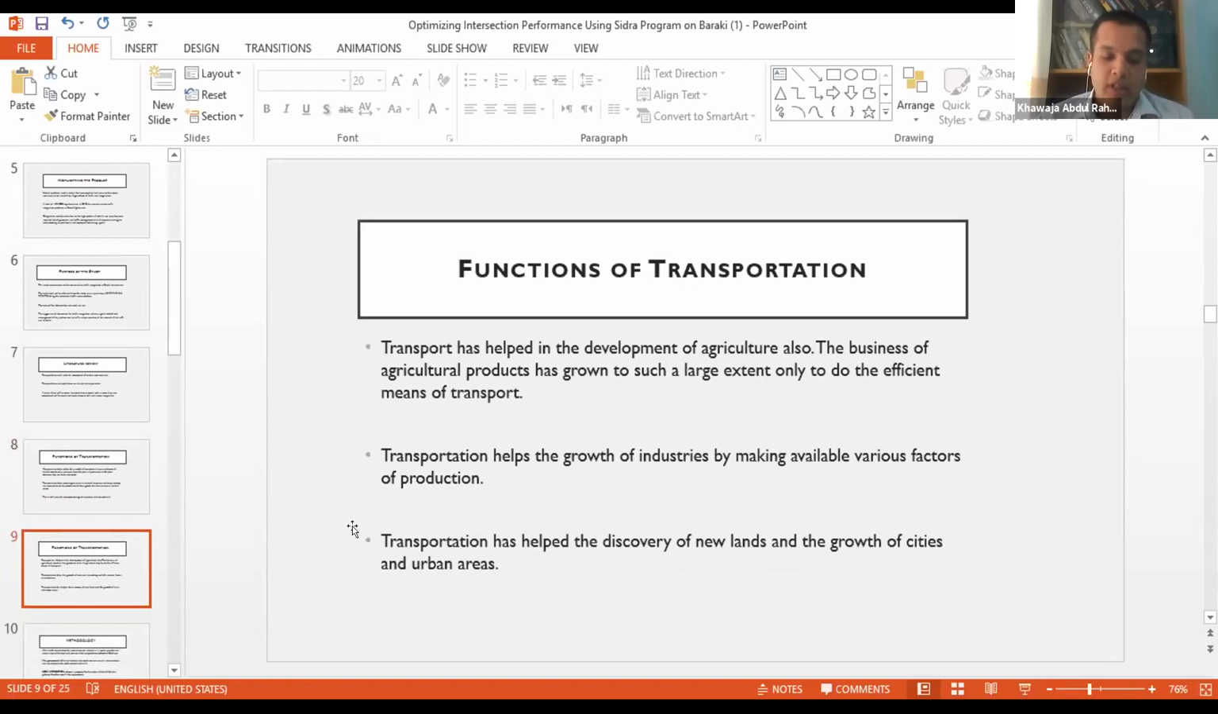Transportation has helped in the development of agriculture also. The business of agricultural products has grown to such a large extent only due to efficient means of transport. Transportation helps the growth of industries by making available various factors of production. Transportation has helped the discovery of new lands and the growth of cities and urban areas.